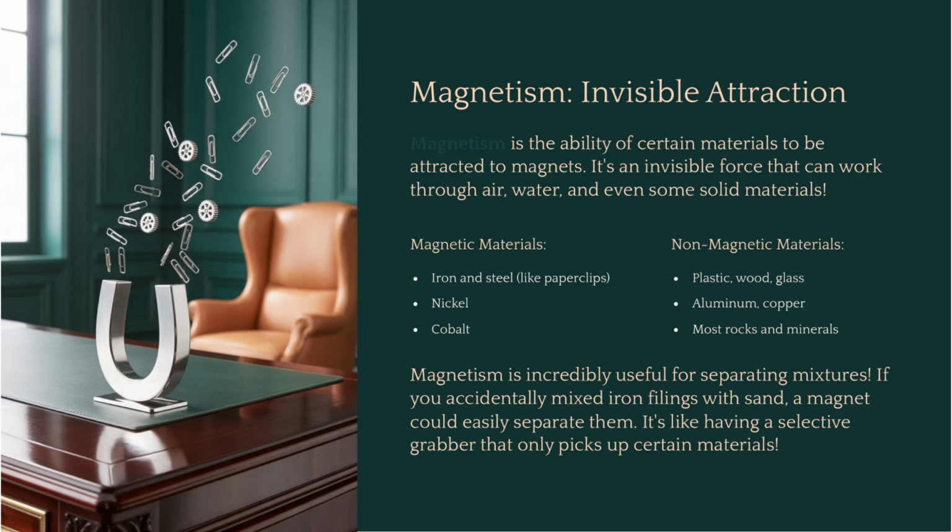Magnetism is a fascinating property. Some substances, like iron, are attracted to magnets, while others, like plastic and wood, are not. This property is very useful. For example, if you have a pile of nuts and bolts mixed with small plastic pieces, you can easily separate them using a magnet. This shows how knowing a substance's properties can help us in real life.